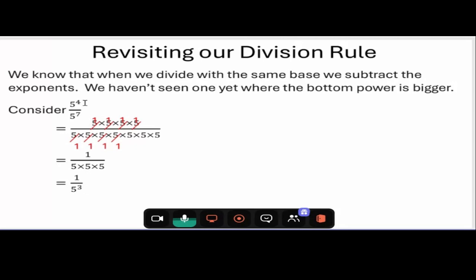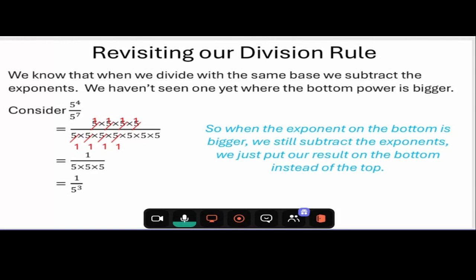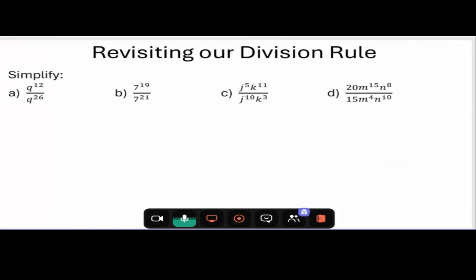So if we had 5 to the 7th on the top and 5 to the 4th on the bottom, we would get 5 to the 7 minus 4, which is 5 cubed. But we actually have 5 to the 7th on the bottom. We still subtracted 7 minus 4, but since the bottom exponent is bigger, our answer goes on the bottom. This is probably how you want to do these questions when they come up: subtracting 7 minus 4 and putting it on the bottom. When the exponent on the bottom is bigger, we still subtract. Our answer goes on the bottom.